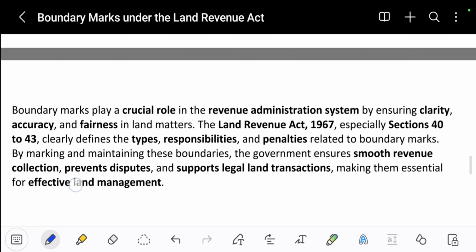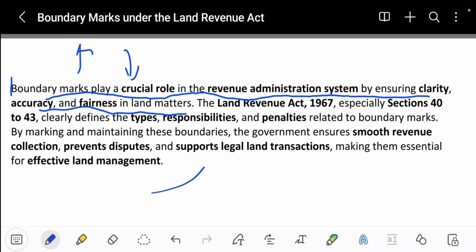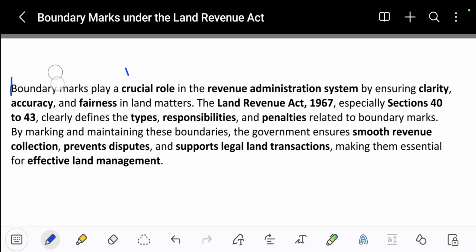So in conclusion, you have to write all the above things in here shortly. So I'm going to repeat it once again. Boundary marks play a crucial role in the revenue administration system by ensuring clarity, accuracy, and fairness in land matters. Basically, boundary marks help in administrating the revenue system, because the marks are a type of indicator that helps us identify the exact owner of the lands.